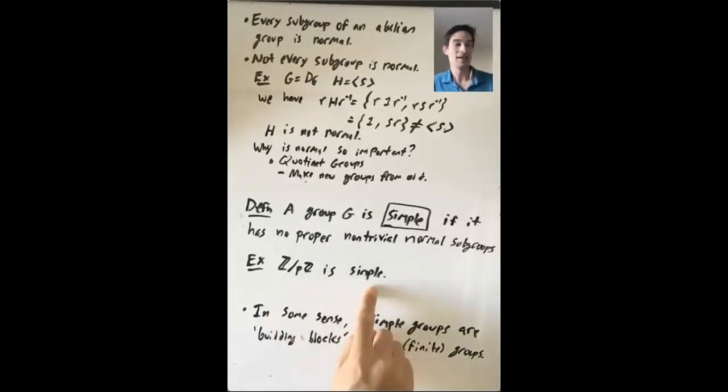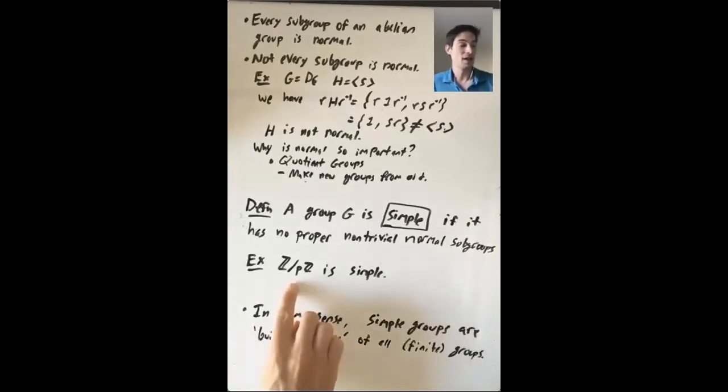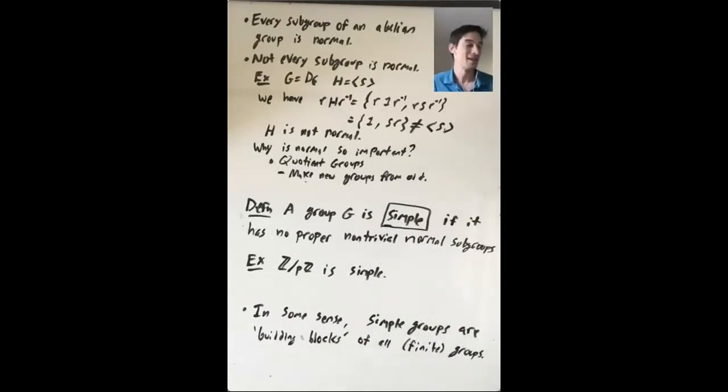So Z mod pZ is simple. Last time we saw that Z mod nZ is a cyclic group, and the subgroups of a cyclic group are all cyclic. If you have Z mod nZ, then the subgroups are in bijection with divisors d of n. So if n is prime, then the only divisors are 1 and the prime itself, and the subgroups you get out of that are the whole group and the trivial subgroup. So this group is simple because not only does it have no proper non-trivial normal subgroups, it has no proper non-trivial subgroups at all.